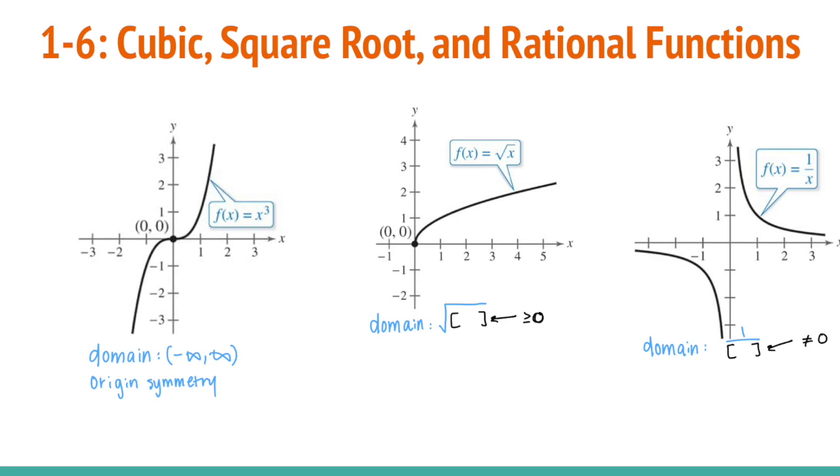And we have some critical points. That middle point there is (0, 0). It's also going to pass through (1, 1) and (-1, -1). As it's pictured in the graph, this function is increasing for its whole domain.